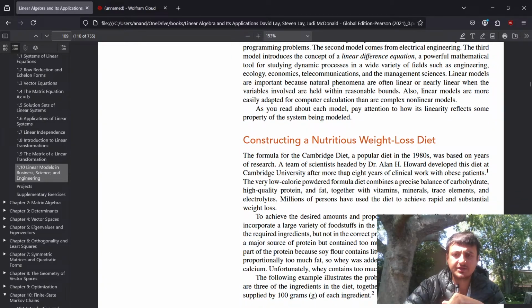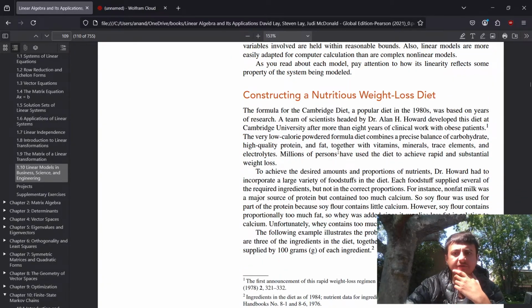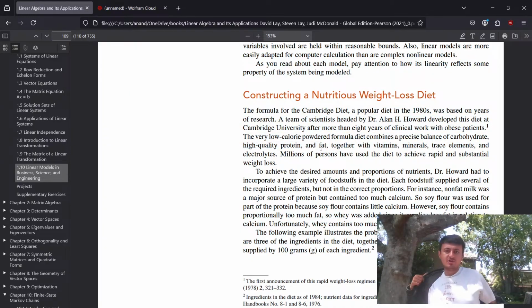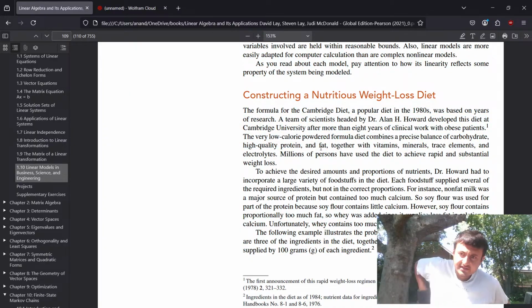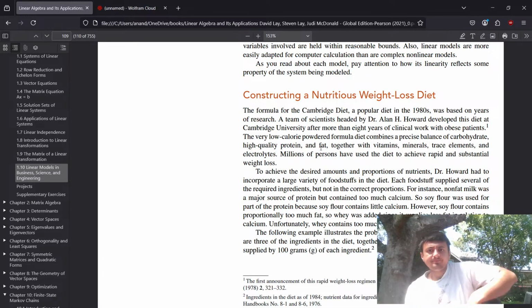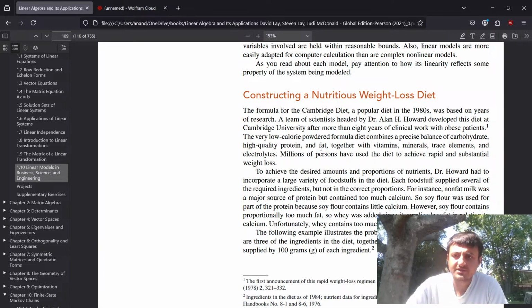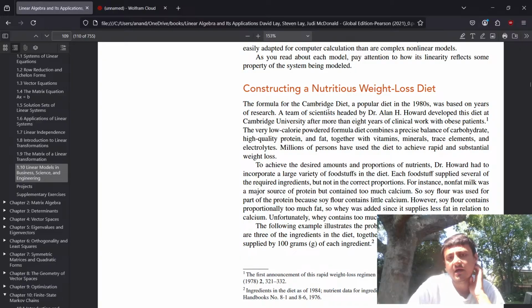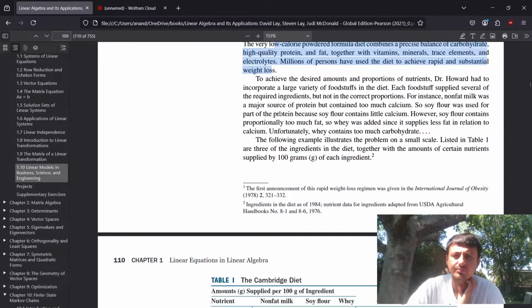All right, constructing a nutritious weight loss diet. The formula for the Cambridge diet, a popular diet in the 1980s, was based on years of research. A team of scientists developed this diet after more than 8 years of clinical work with obese patients. The very low-calorie powdered formula diet combines a precise balance of carbohydrate, protein, and fat, together with vitamins, minerals, trace elements, and electrolytes. Millions of people use the diet.